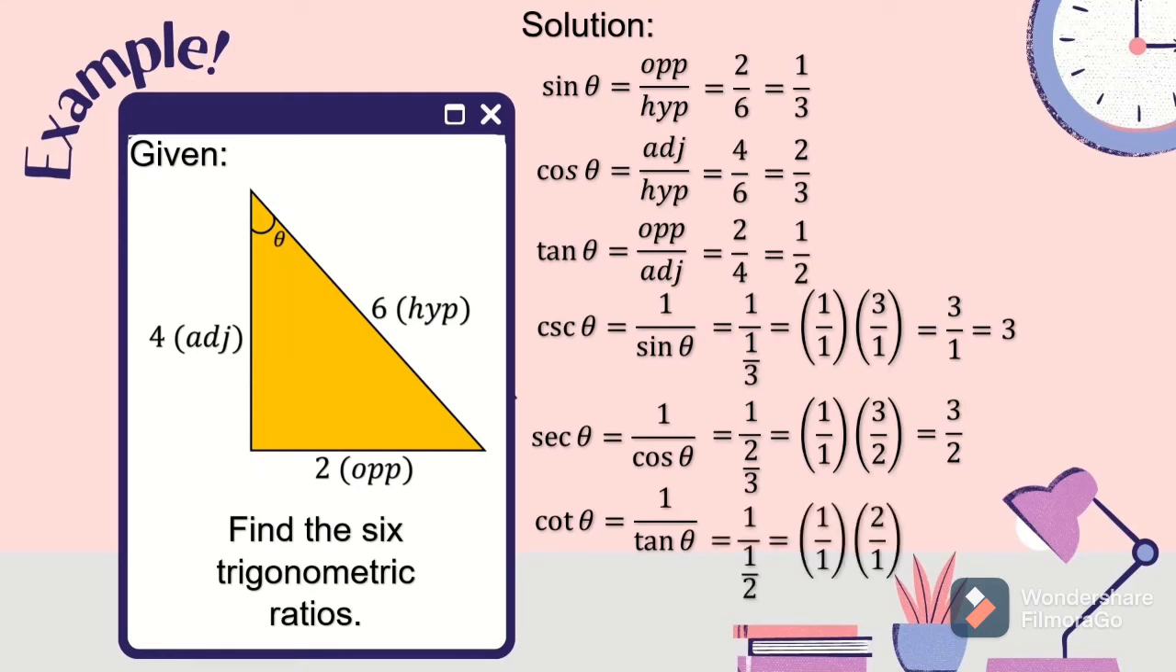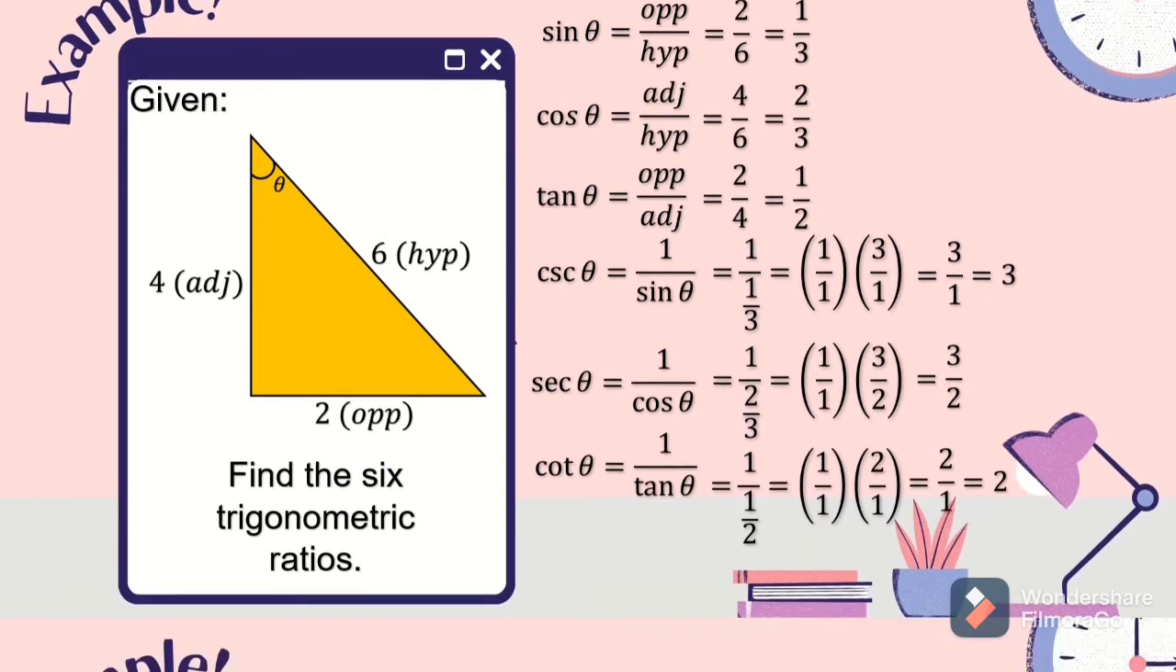And that is equal to 1 over 1 times 2 over 1. 1 times 2 is 2. 1 times 1 is 1. So we'll get 2 over 1. And that is equal to 2. So our cotangent theta is equal to 2.